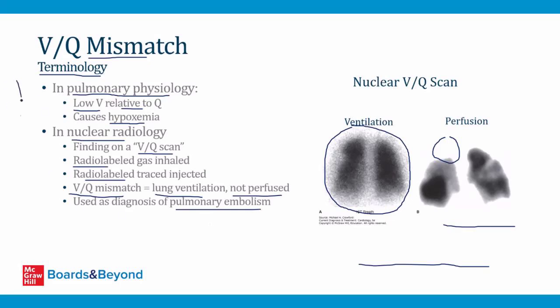And so even though both of these things are proper uses of the term VQ mismatch, they're used in totally different scenarios and they really mean different things. In pulmonary physiology, a VQ mismatch is a theoretical concept about the causes of hypoxemia. In nuclear radiology, it's a positive finding on a test for pulmonary embolism.